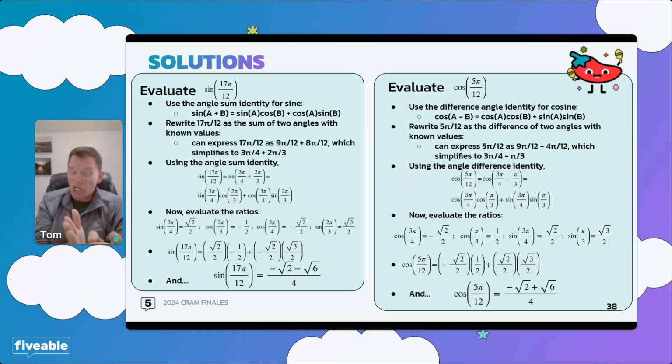5 pi over 12 is just shy of pi over 2. And so we're still in quadrant 1, and we would expect cosine to be positive there, and in fact it is.